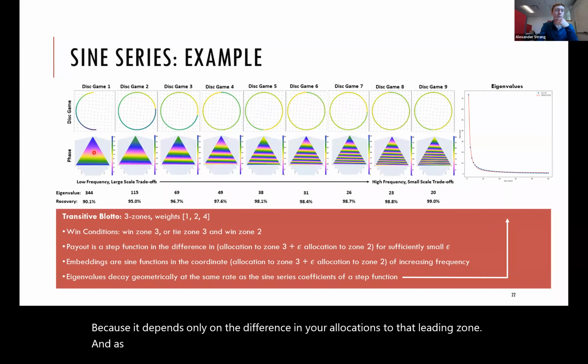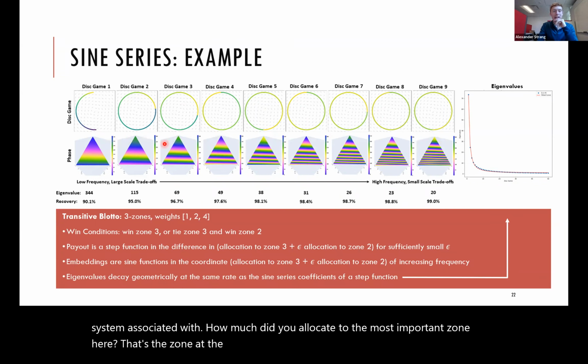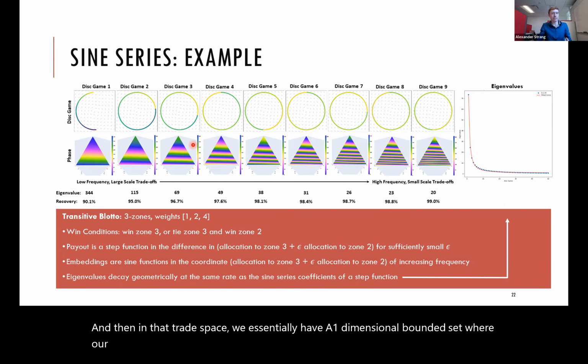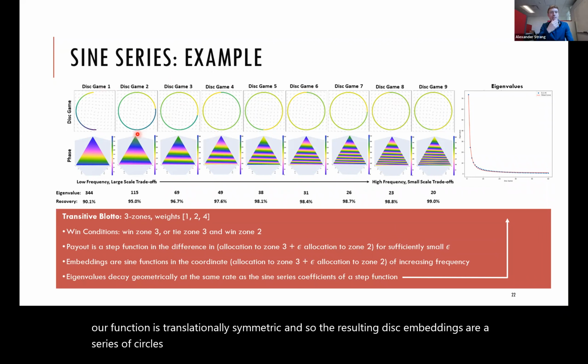And as a result, you can break up your original simplex into essentially a coordinate system associated with how much you allocated to the most important zone. Here, that's the zone at the top. And then in that trait space, we essentially have a one-dimensional bounded set where our function is translationally symmetric. And so the resulting disk game embeddings are a series of circles associated with the sine series of that function.